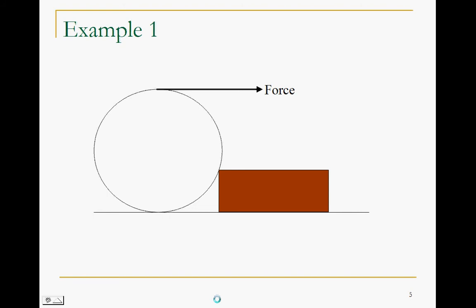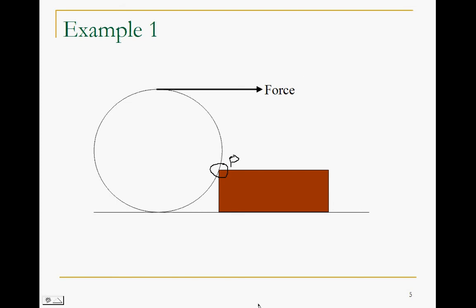Example 1. We have this circular object, rolling and hitting upon this obstacle. So the point of contact is at this point here. In order for the object to start rolling up the obstacle, it has to actually rotate about this point, which we call the pivot. So if I apply the force at the tip of the object on top, what should the turning effect be in order to rotate this whole object up and overcome this obstacle?